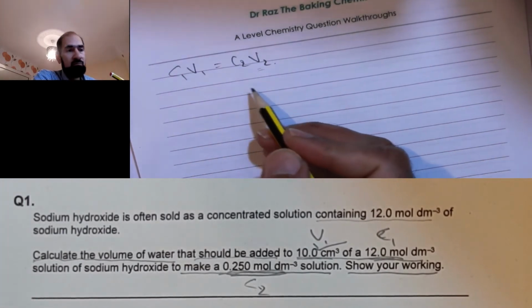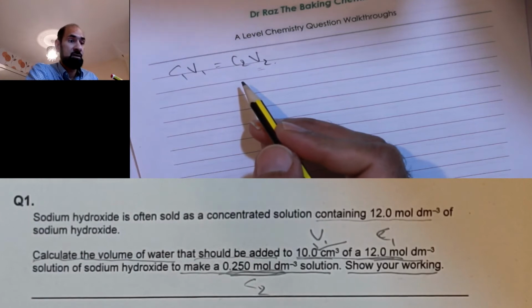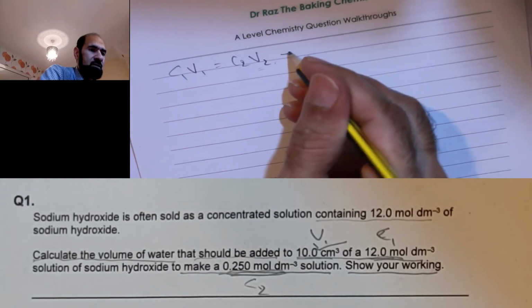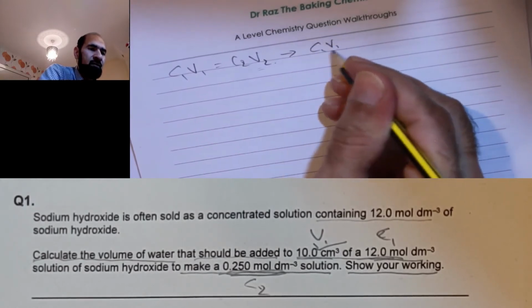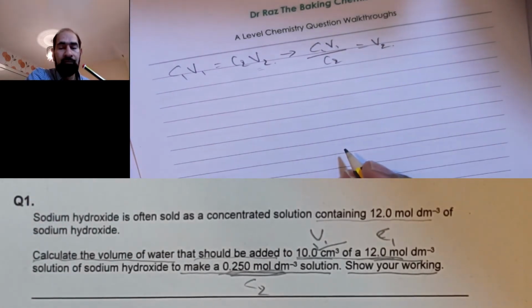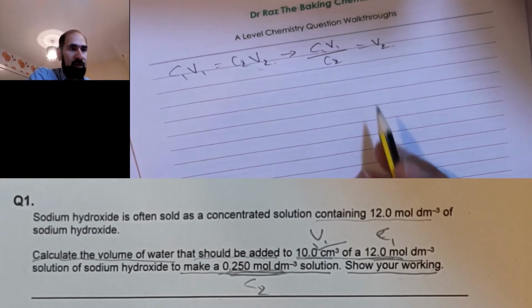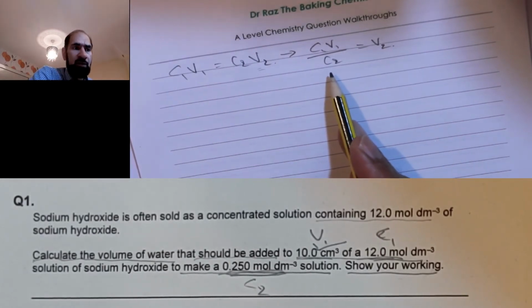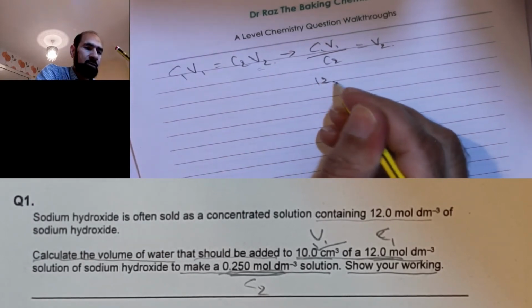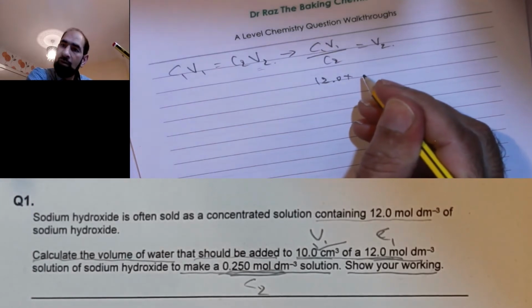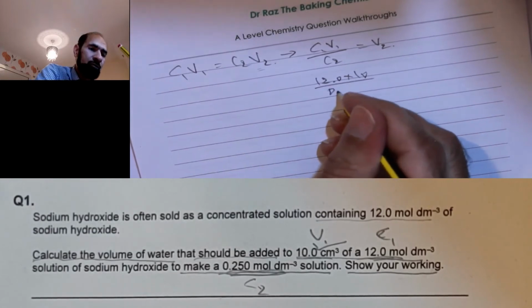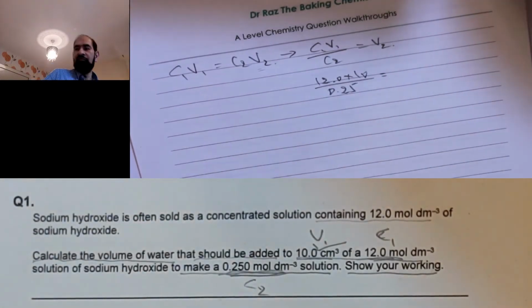You can rearrange this first, or you can put the values in first, but I like rearranging first. Not difficult. So it's C1 V1 over C2, and that gives you V2, the final volume. Be careful, I'll say something about that V2 in a minute. Okay, now let's put the values in. C1 is 12.0 times V1, which is 10, divided by C2, which is 0.25, and calculator says 480.